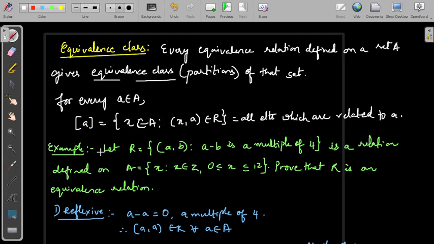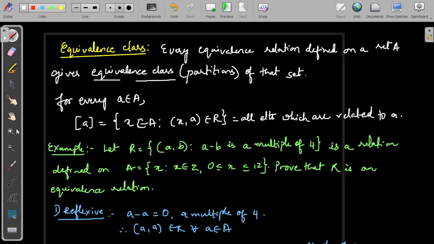Let us take one example to understand the concept in a better way. Let R be the set of all ordered pairs of the form (a, b) such that a minus b is a multiple of 4. This is a relation defined on the set A which contains all the integers from 0 to 12. You have to prove first that R is an equivalence relation, then find the equivalence class of every element of the set A.